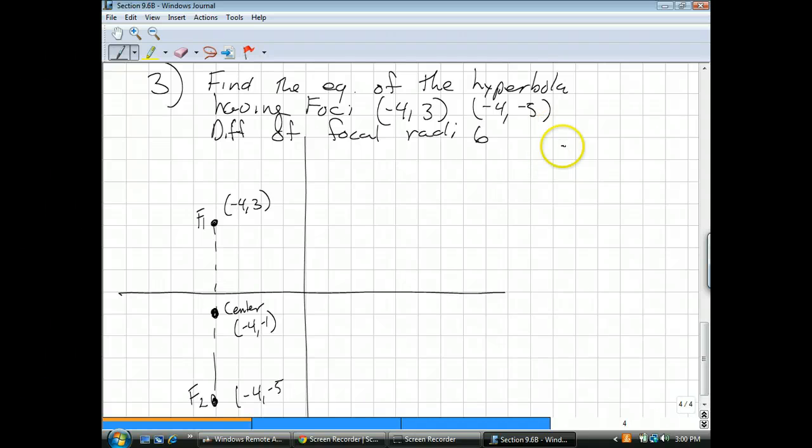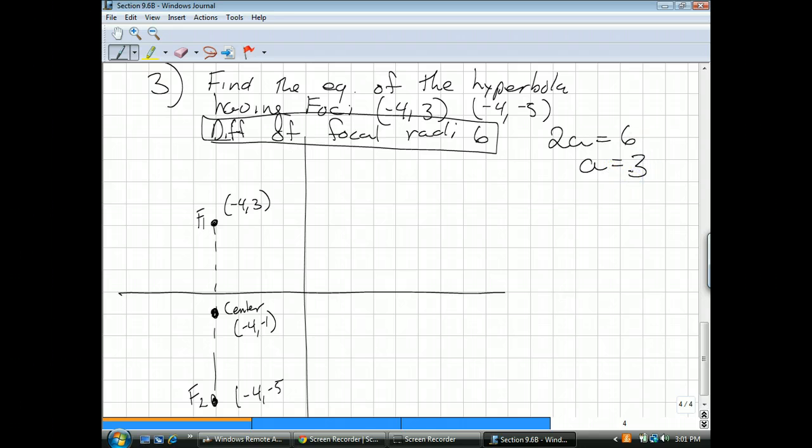And we know that the difference of focal radii is 2a. So a has to be 3. So that means my vertices are, from the center, I'm going to go up 3, because remember, the vertices and the center and the foci are all in the same line. Then from the center, I'm going to go down 3. So this is going to be -4, +2, and this is going to be -4, -4.